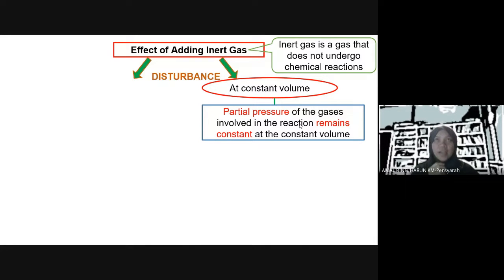I repeat, kita bayangkan dalam satu bekas kita ada gas A, B dan C. Kan kita belajar Dalton, total pressure equal to the partial pressure A tambah partial pressure B tambah partial pressure C. Each of the gases exert their pressure. The pressure we call as partial pressure.